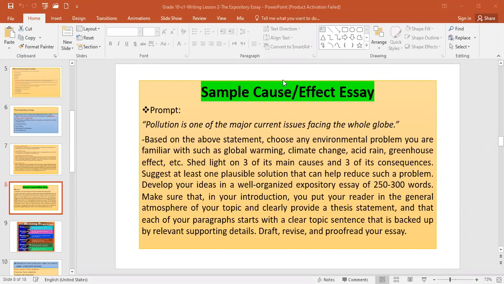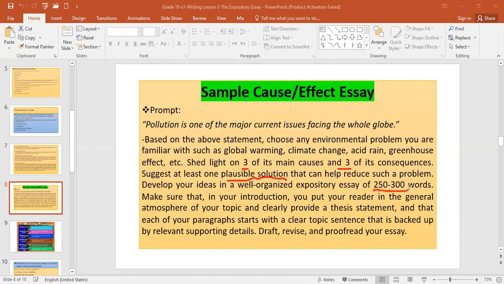Okay. Pollution is one of the major current issues facing the whole globe. Based on the above statement, choose any environmental problem you are familiar with, such as global warming, climate change, acid rain, greenhouse effect, etc. Shed light on 3 of its main causes and 3 of its consequences. Suggest at least one plausible solution that can help reduce such a problem.